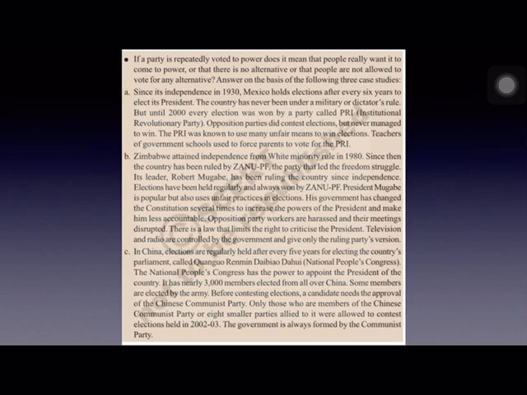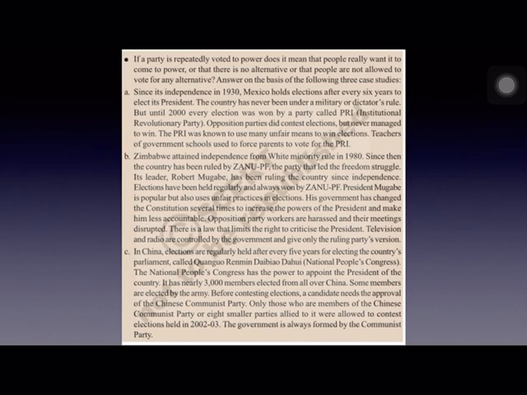To contest in the elections, it is compulsory to get the approval of the Chinese Communist Party. China became a communist country in 1949, let me remind you. Only those who are members of the Chinese Communist Party can contest in the elections. And the government is always formed by the Communist Party. Because there is only one party, the Communist Party, always the same party forms the government. That means it comes to power.